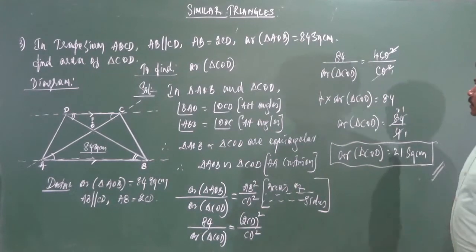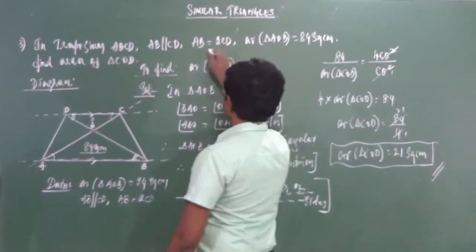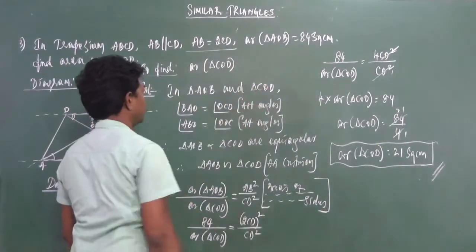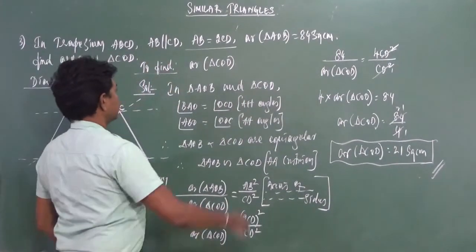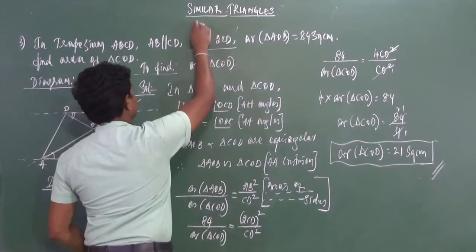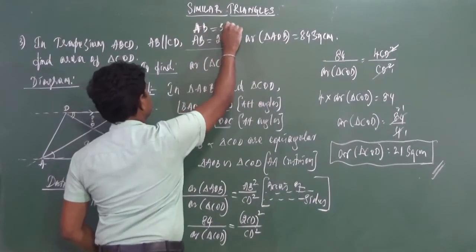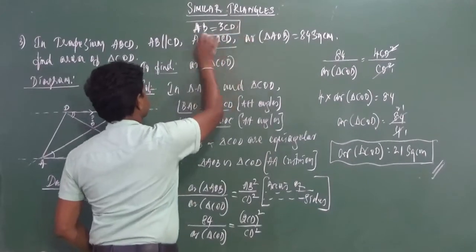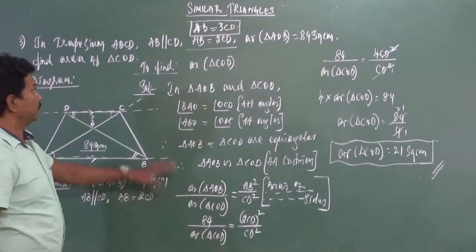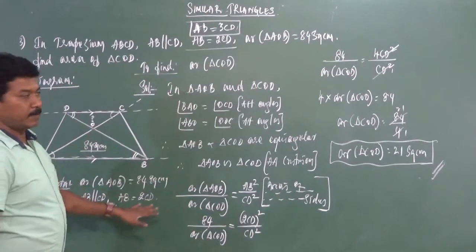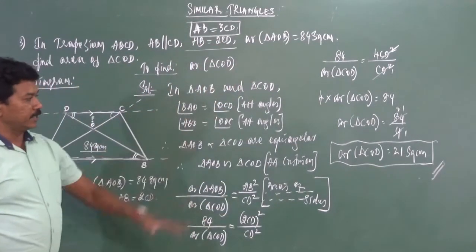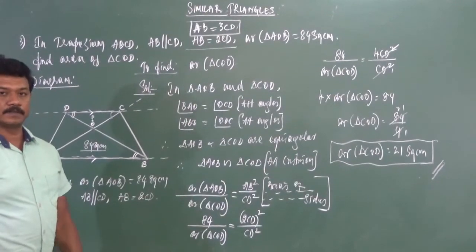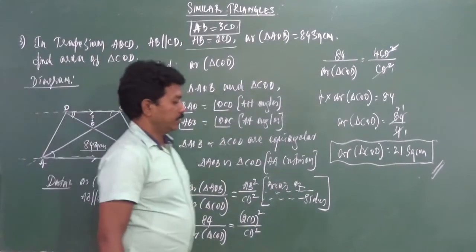Along with this, the condition may be changed. For example, the given problem says AB is equal to 2CD and area of triangle AOB is 84, find the area of triangle COD. Here the condition may be changed to AB is equal to 3CD. So students, please do one thing: after taking down this problem, change the condition as AB is equal to 3CD and see what area of triangle COD you get. That's the homework for today's session.